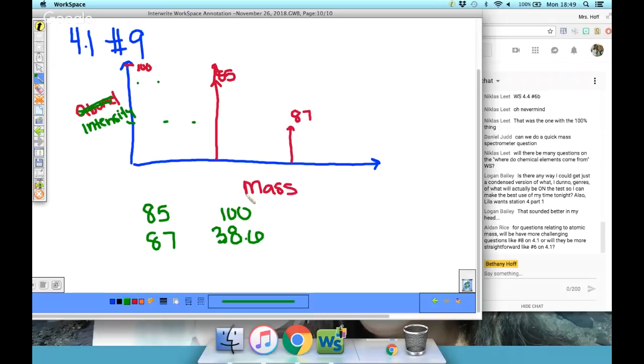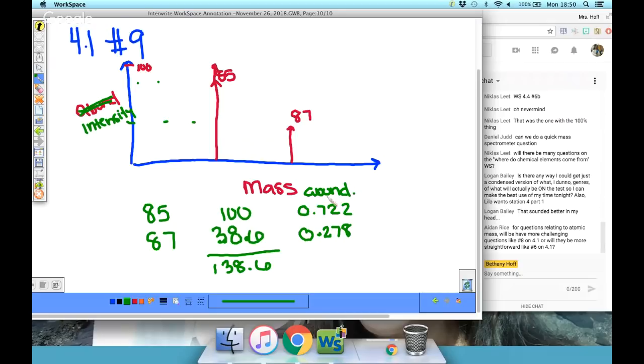That's going to be 38.6. Based off of these intensities, we need to be able to calculate our percent abundance. What we need to do is add these two together, so 138.6, and then take 100 and divide it by 138.6, and then take 38.6 and divide it by 138.6 to get our percentages. So this is going to be 0.722, and this is going to be 0.278. This right here is our abundance.